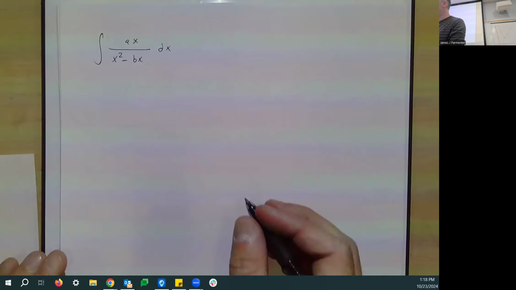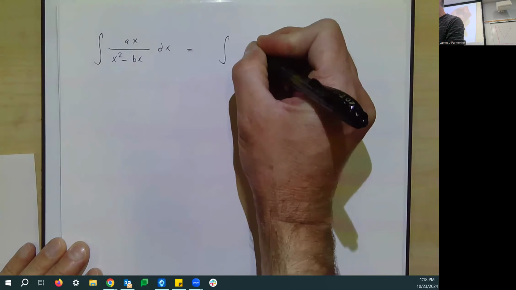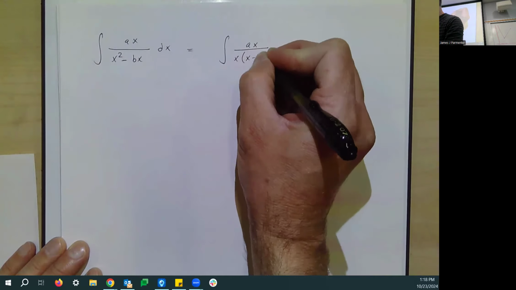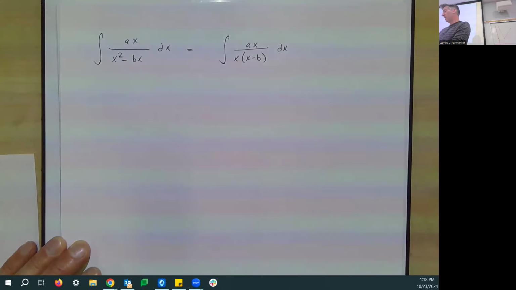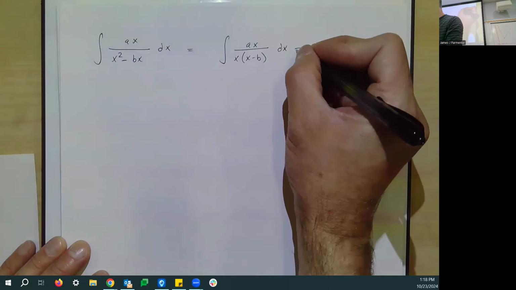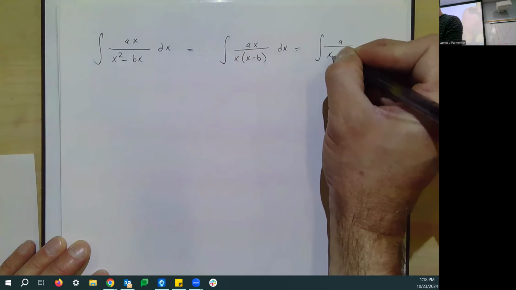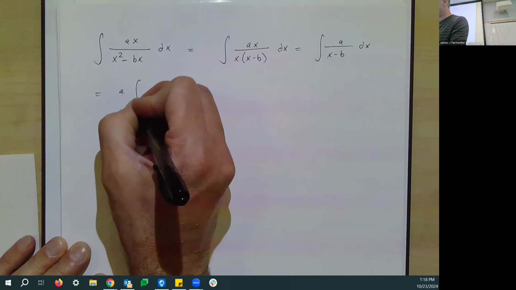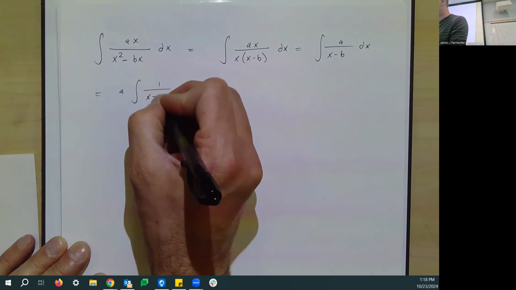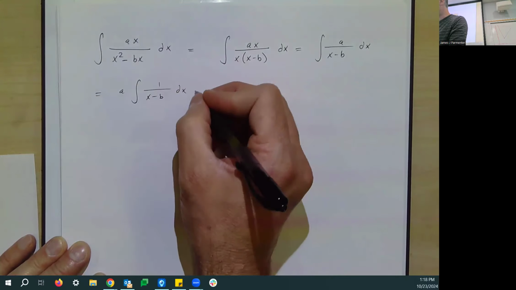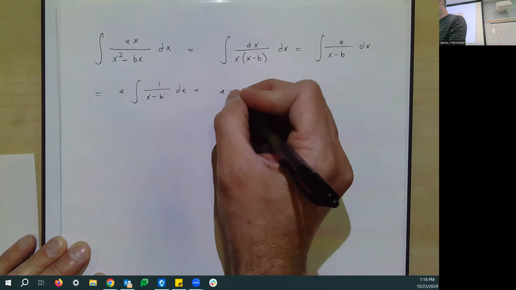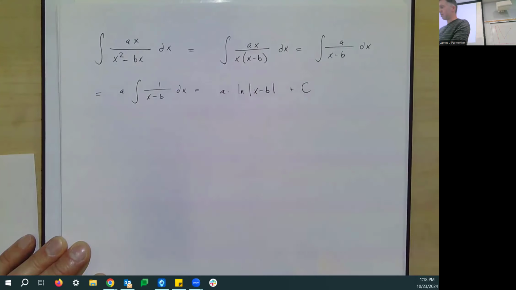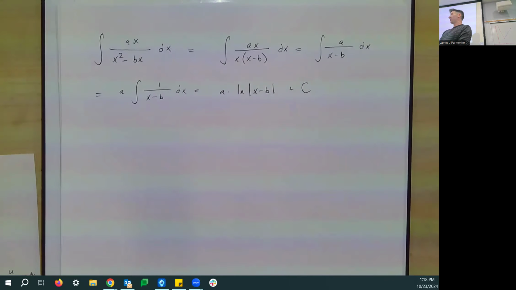To me, it looks like we could factor out an x from the bottom and say it's a times x over x times x minus b. Then the x's get to cancel, and you have the integral of a over x minus b. Or if you prefer, a times the integral of 1 over x minus b, which is then equal to a times the natural log of the absolute value of x minus b plus the constant. Don't think there's anything else going on there.